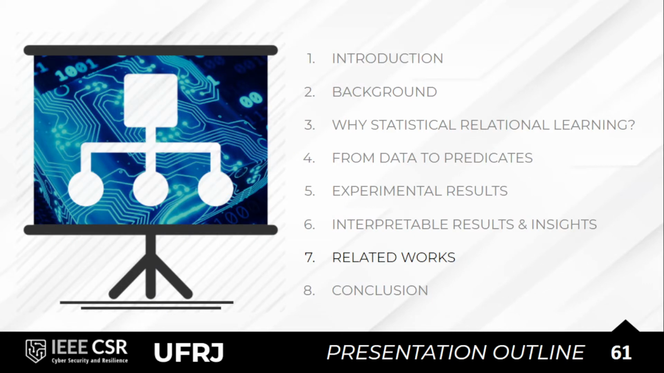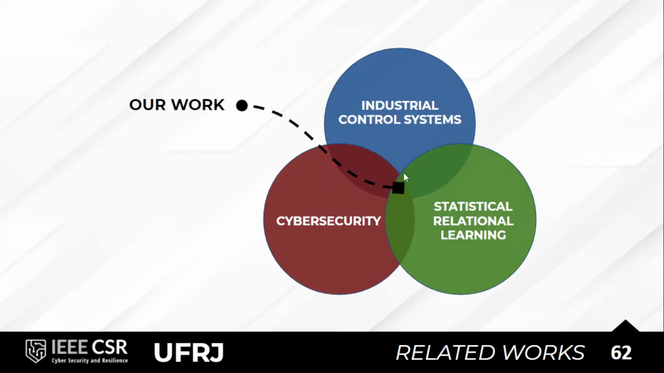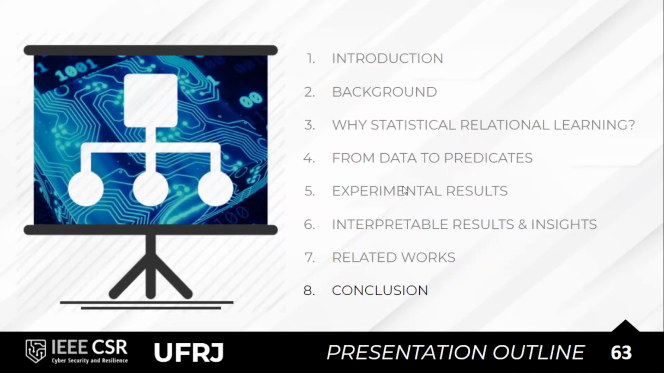Before we conclude, let's look at our work in the literature. We have identified three main related areas, namely cybersecurity, industrial control systems, and statistical relational learning, and our work contributes in these three areas. Finally, we highlight the conclusions of the work.